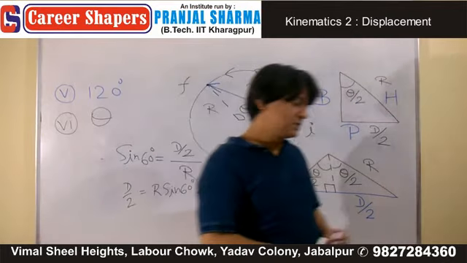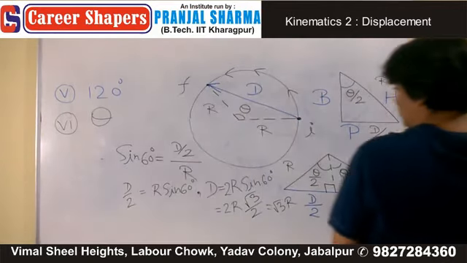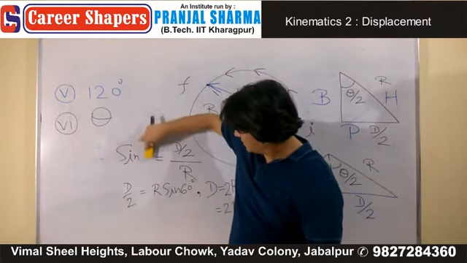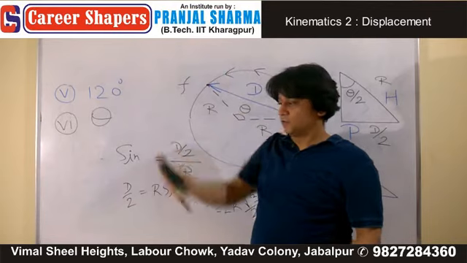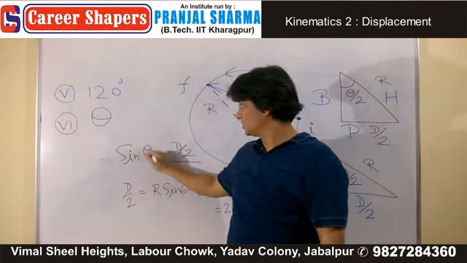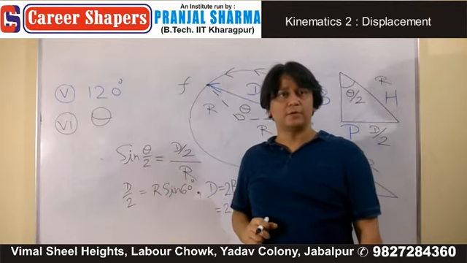Now what is the last step? Last step, instead of writing 60, write what? Theta by 2. This is your theta by 2.